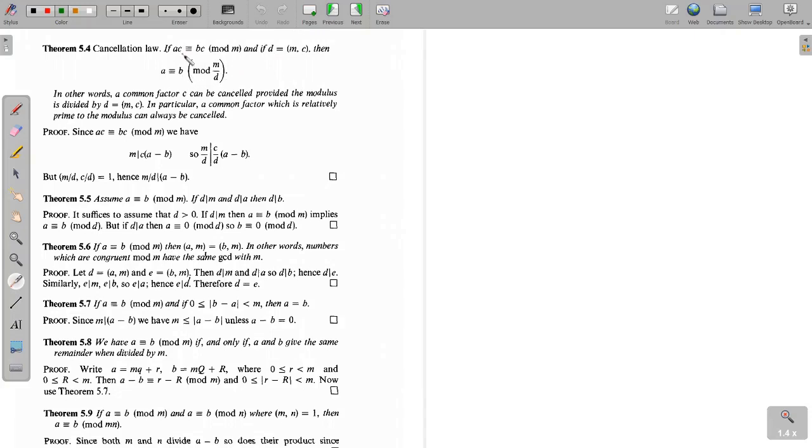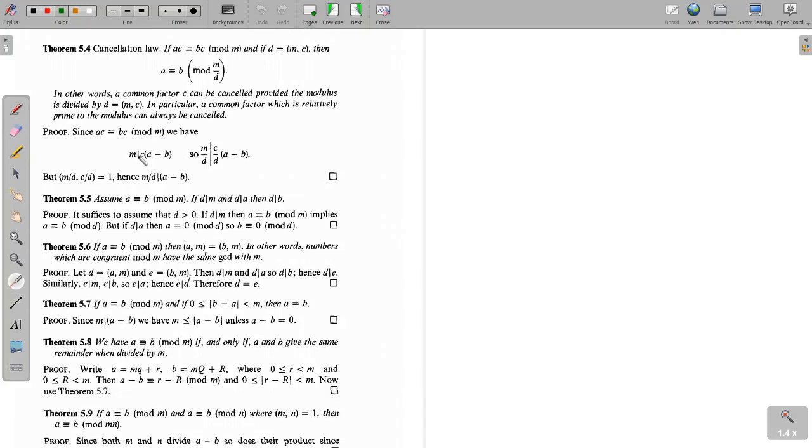Then you can cancel this C so that this congruence changes to the modulus M by D. Okay, this is the theorem. We can easily prove this theorem. Suppose AC is congruent to BC mod M, we have the difference of these two. AC minus BC, that is C times A minus B, is a multiple of this M. Okay, so M divides C times A minus B.